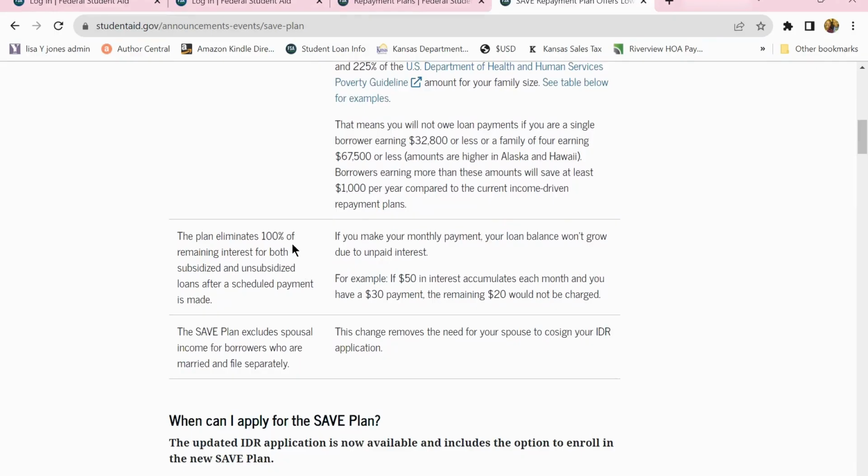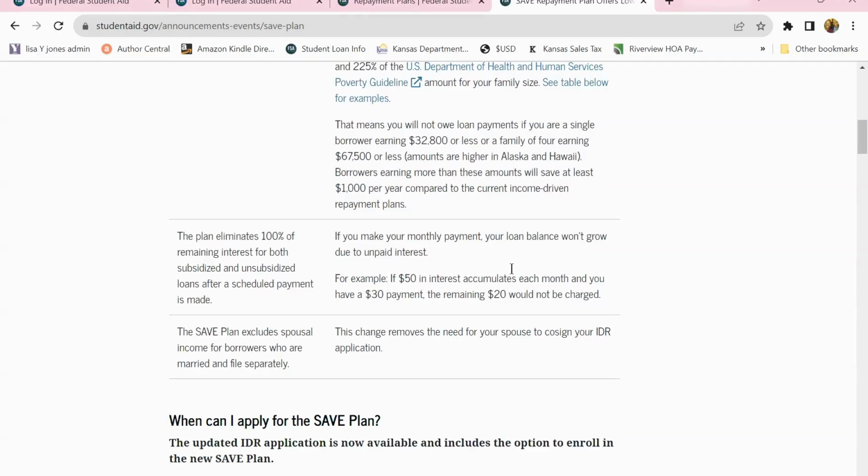The plan eliminates 100% of the remaining interest for both subsidized and unsubsidized loans after the scheduled payment is made. This is a huge shift. If you make your monthly payment, your loan balance won't grow due to unpaid interest, which is what it does right now. In most instances, on an income-driven repayment plan, an IDR, if your payment is $50 and you are accruing interest on a daily basis, you're accruing more than $50 worth of interest. And so your loan actually gets bigger every month as opposed to getting smaller.